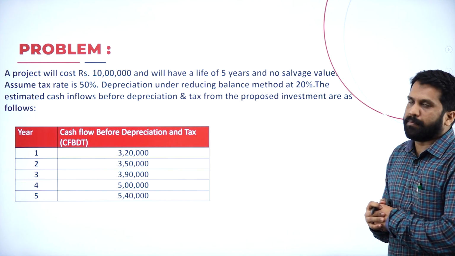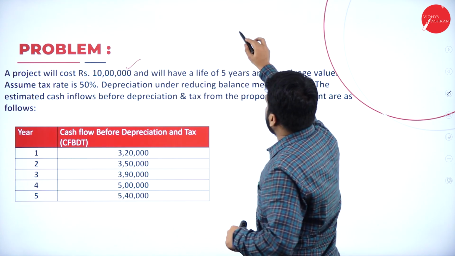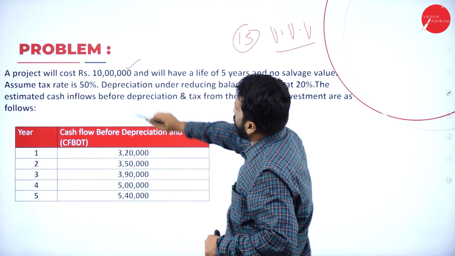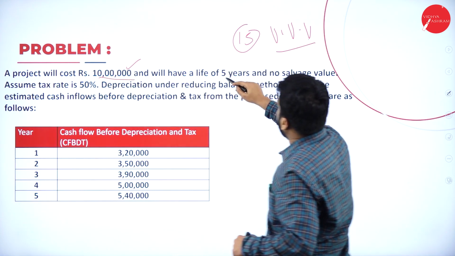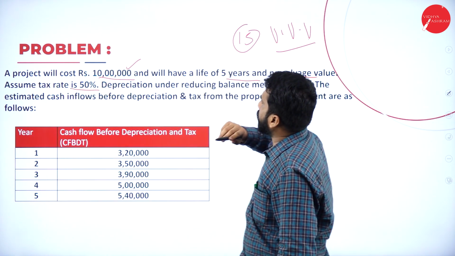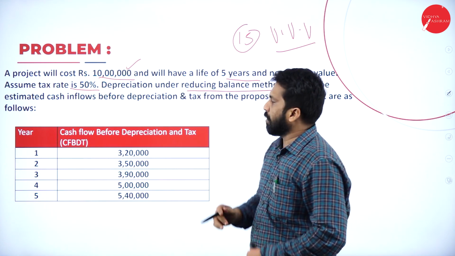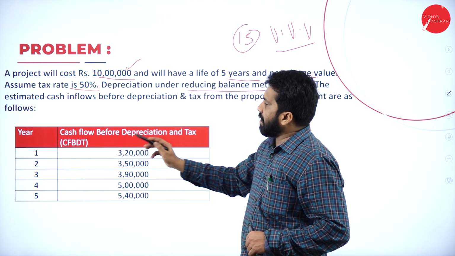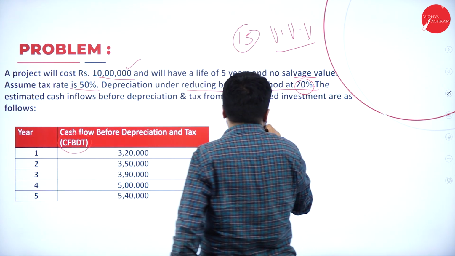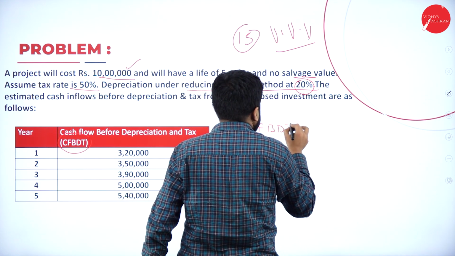Now, your capital budgeting. Under capital budgeting, your investment is 10 lakh. This is your 15 marks sure question. 10 lakh and will have a life of 5 years. No salvage. Rate of tax 50%. Depreciation under reducing balance method of 20%. CFBDT, very important.